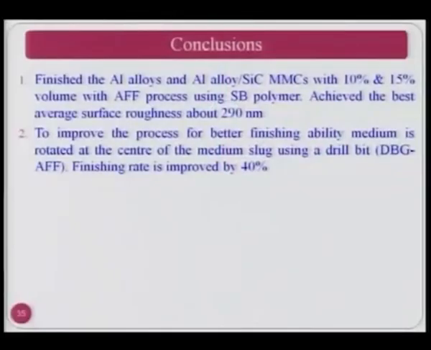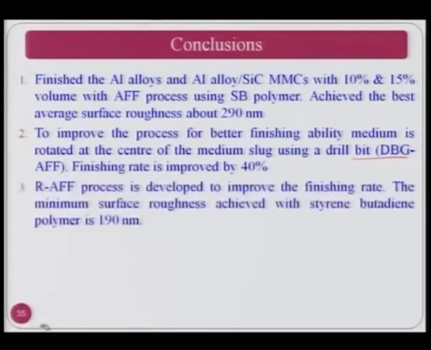To improve the process for better finishing, a medium is rotated at the center of the medium slug using a drill bit, DBG AFF, which I have not explained, but this is one of the techniques which was used to improve the performance of the abrasive flow finishing process at IIT Kanpur, and finishing rate improved by about 40%. The rotary abrasive flow finishing process was developed to improve finishing rate further. The minimum surface roughness value achieved with styrene butadiene polymer is 190 nanometer, that is 0.190 micrometer.